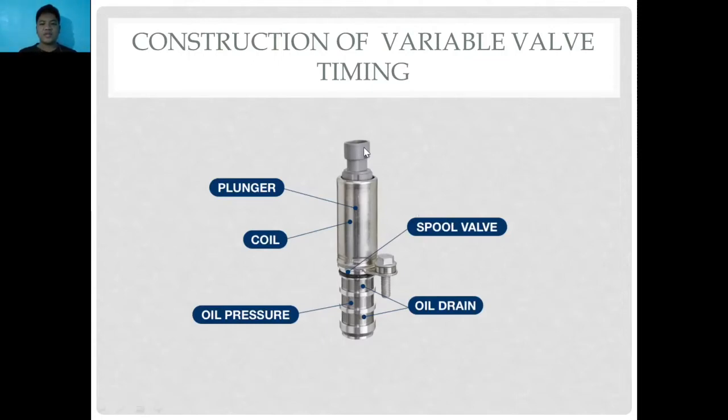So this is where you plug it in, the ECU, plunger, as you can see, coil. So it's a plunger coil type, spool valve, and this is the part where it's connected. Here you can see it's the oil drain for retardation of the timing, and oil pressure for the advance. As you have seen in the previous slide, it's a plunger and coil type.